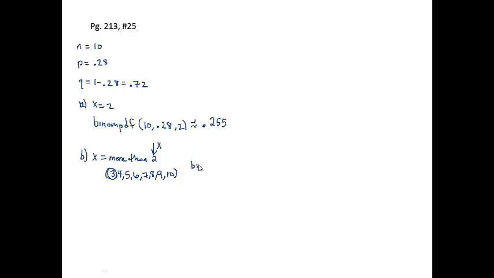So now I'm going to do my binomCDF, and it's going to be 10, comma, 0.28, comma, 2. And let's see what happens. We get approximately 0.438.